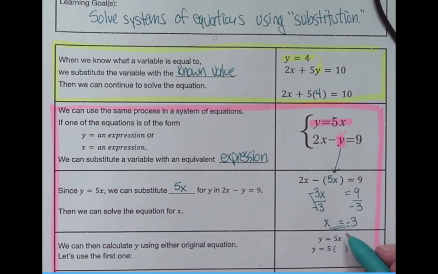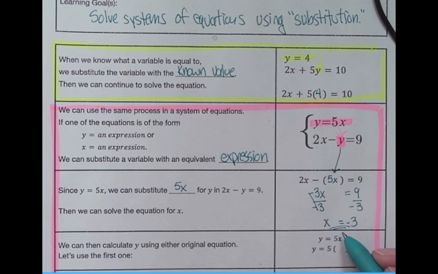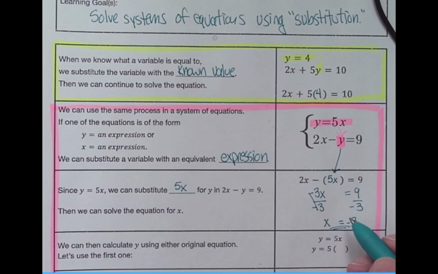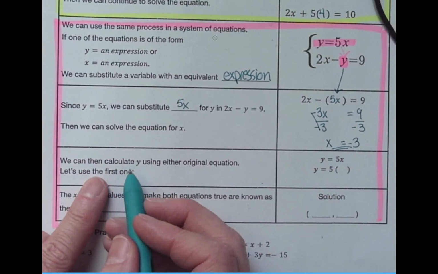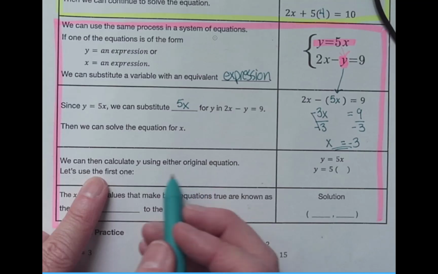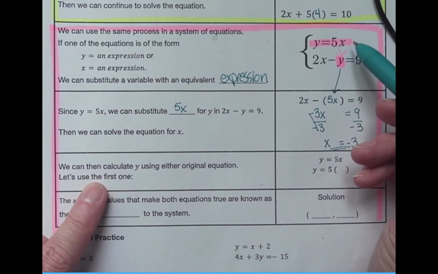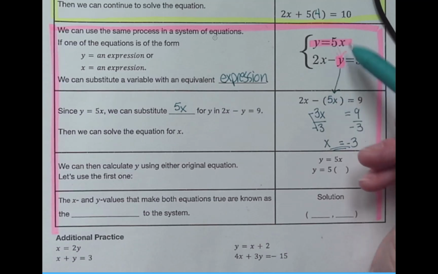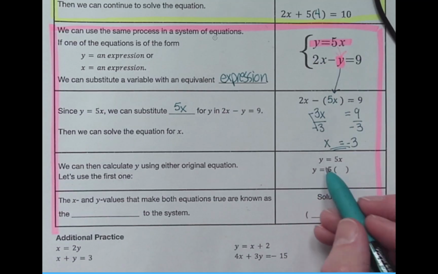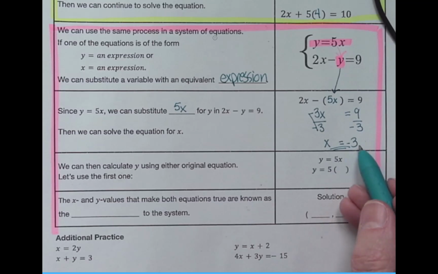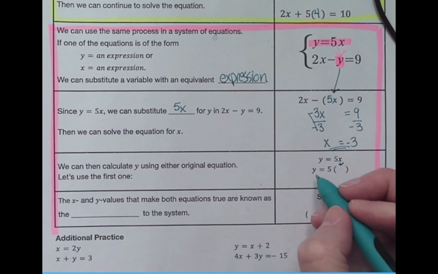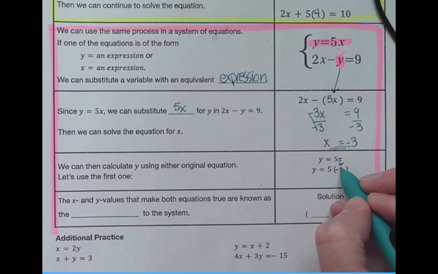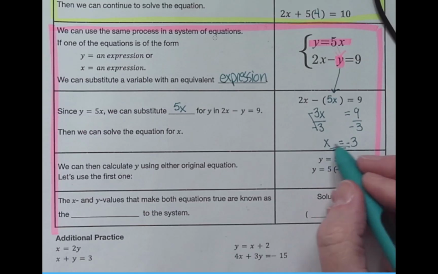Now you know by now that in a system of equations, this is only half the solution. I still need to find the value of y. But now I know what x is. Once I know what x is, we can calculate y using either of those original equations. I'm going to use the first one. So in this original system, I knew that y equaled 5x. Here it is. I just found out that x was equal to negative 3. So y is equal to 5 times negative 3, because I just found out that's what x was equal to.